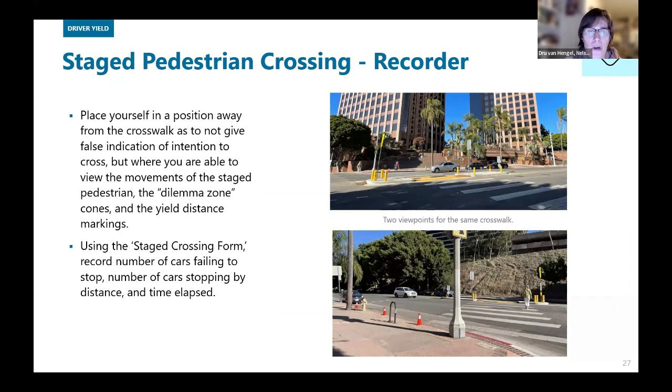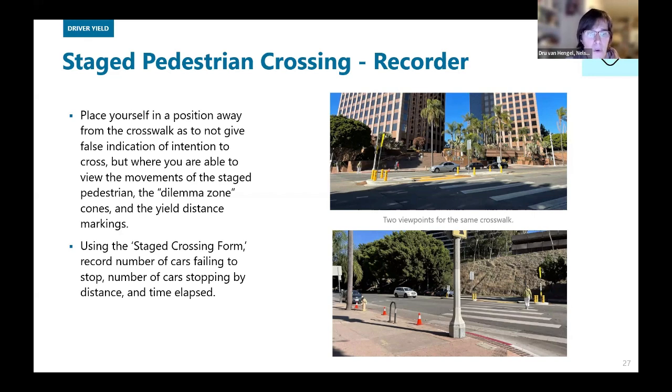And the third thing that is recorded is the time elapsed from the time the stage pedestrian steps into the crosswalk, signaling their intent to cross, and when the crossing is able to commence, because there will be some time that passes if vehicles fail to yield before the pedestrian can continue moving onto their second step.